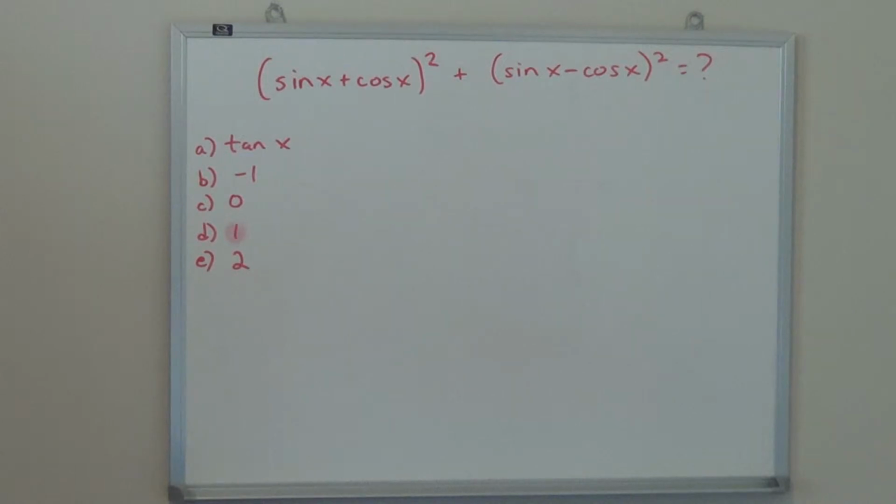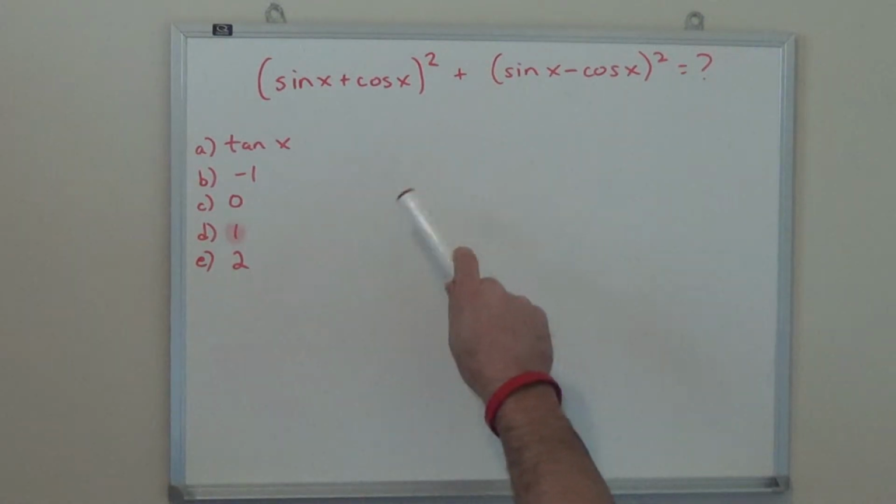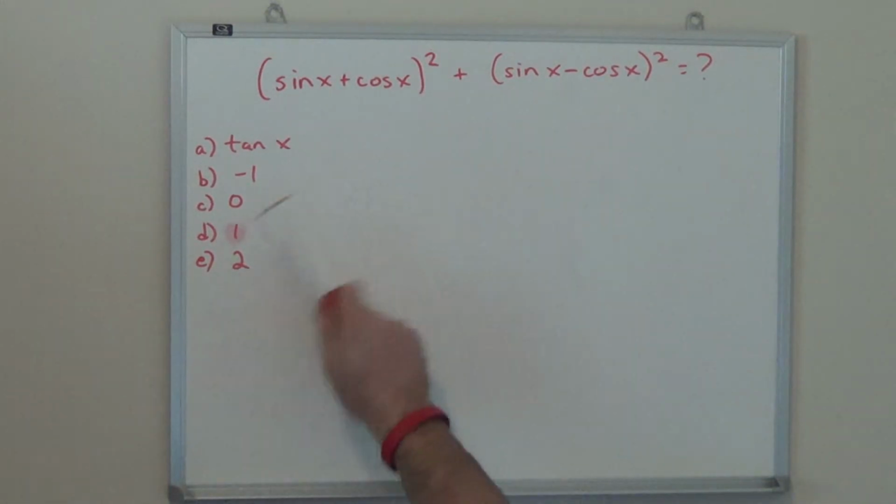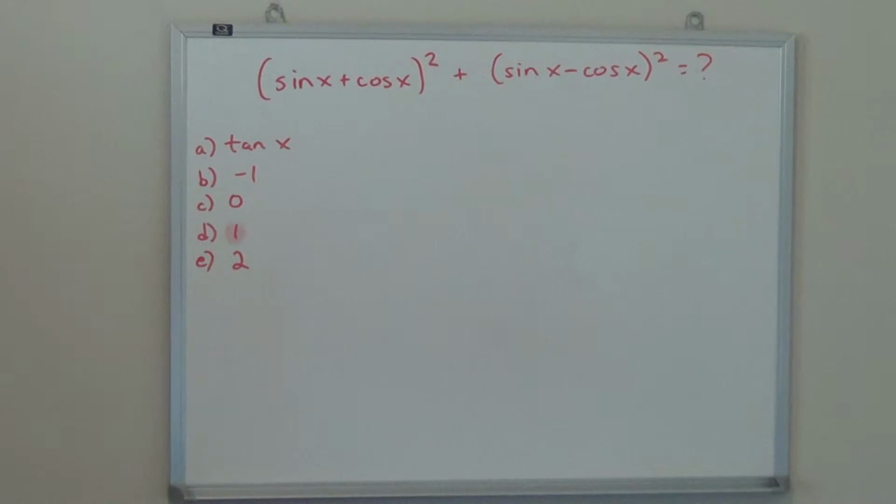So let's see what we got here. We're going to do a little trigonometry. We have (sine plus cosine) squared plus (sine minus cosine) squared equals something. And they give us some answers, and let's see what we can do with this one.